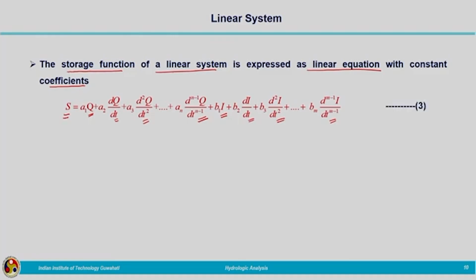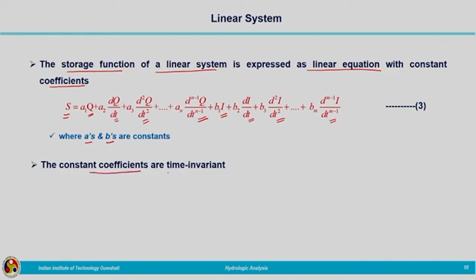Let this equation be equation number 3, and here the a's and b's are constants. The a's are coefficients of outflow Q and its derivatives, and the b's are coefficients of inflow I and its derivatives. These coefficients are constant coefficients which are time invariant. With respect to time, there is no change taking place in these coefficients.